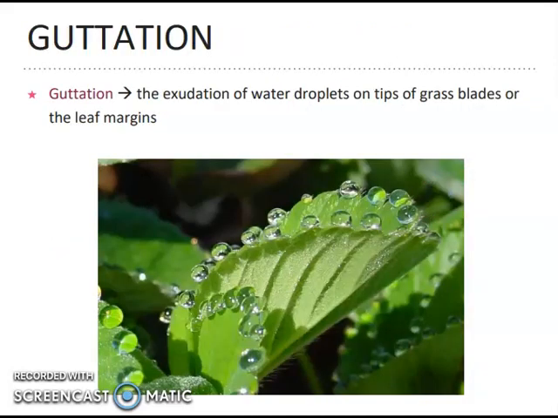Now we want to discuss guttation. Guttation is the process of secretion of water droplets or xylem sap on the tips or edges of the leaf of some vascular plants.